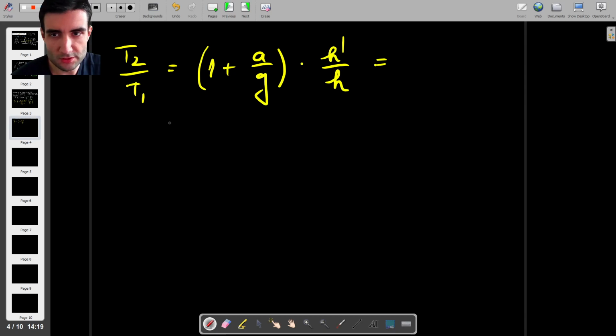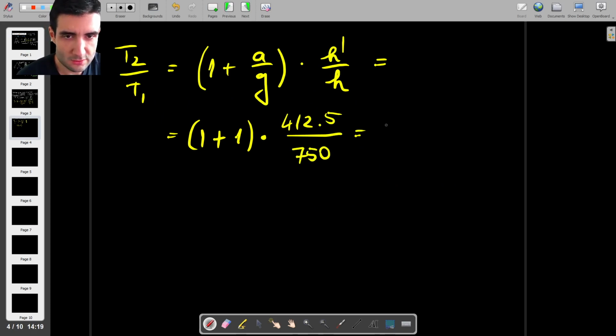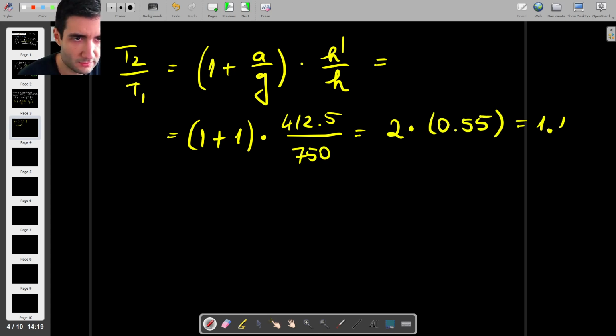Okay, and now we just put in the numbers. So we have 1 plus, now a and g are equal to each other, the values are equal to each other. So this is just 1 plus 1, multiplied with 412.5 over 750. So this is 2 multiplied by 0.55, and the answer is 1.1.